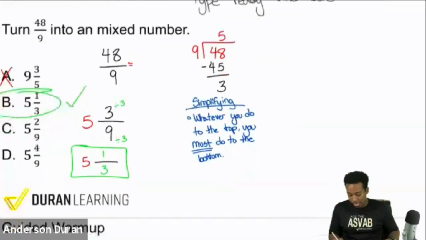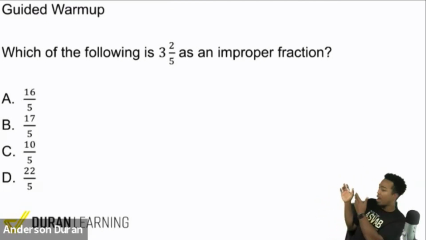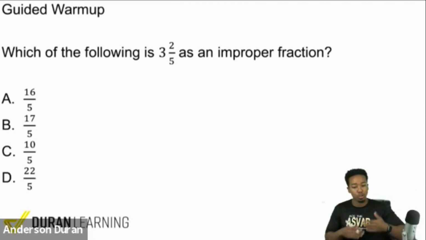So with that said, let's take a look at this next example here. We're changing directions now. We're looking at this and asking, hey, which of the following is 3 2/5 as an improper fraction? If you want to go ahead and start trying this on your own, go ahead.